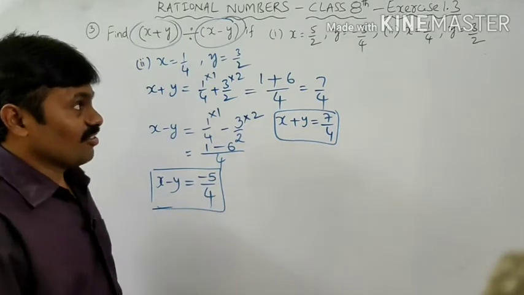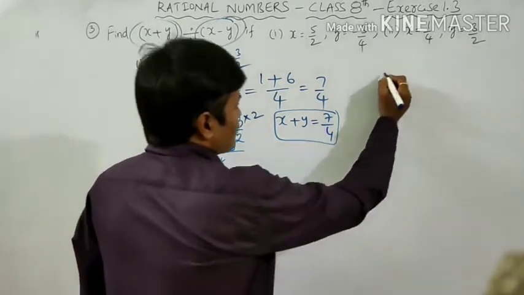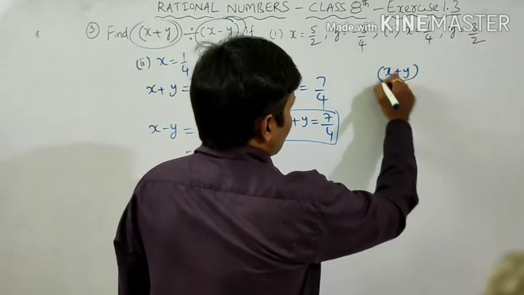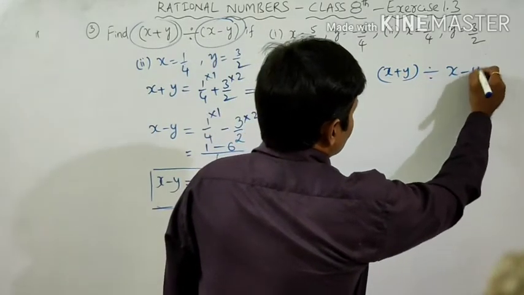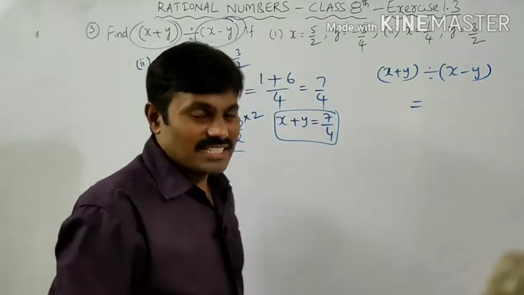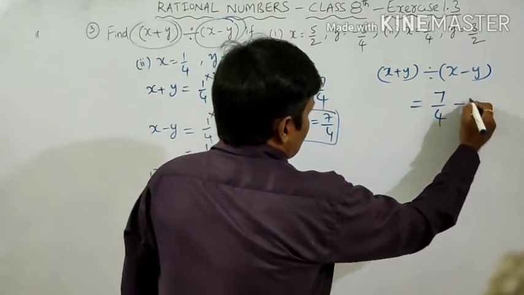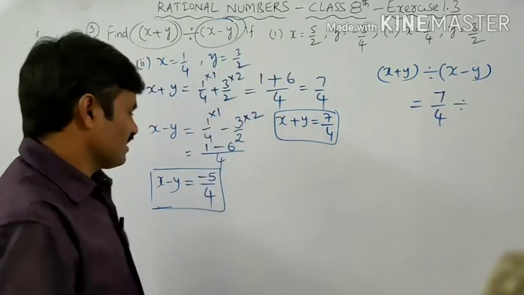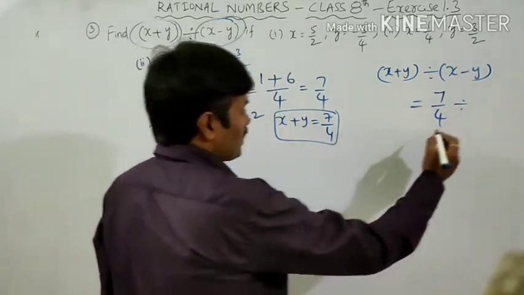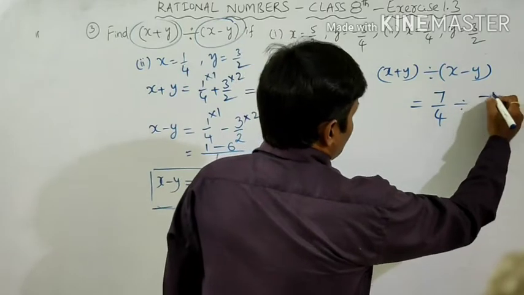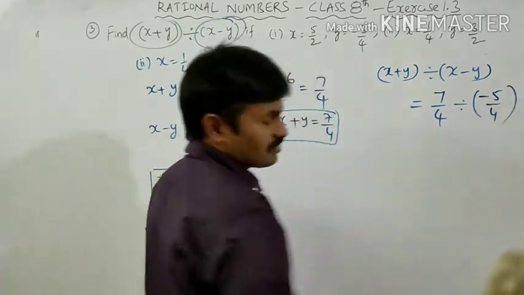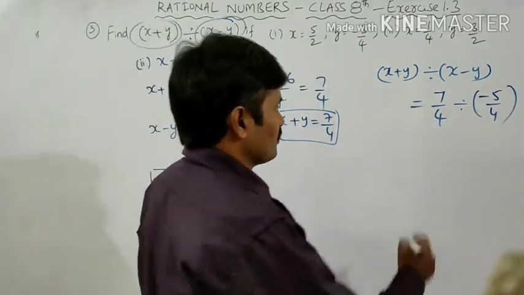Yes. Now we have to divide x plus y by x minus y. X plus y by x minus y, that is equal to, what is the value of x plus y? 7 by 4 divided by, clear? Now I am going to write the value of x minus y, that is minus 5 by 4. Is it clear? Minus 5 by 4.